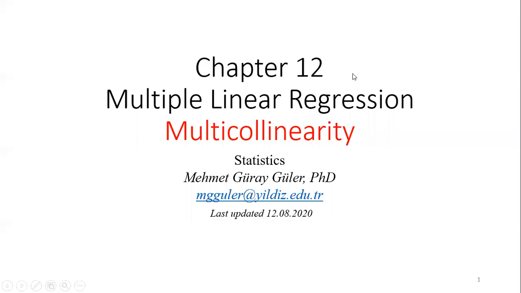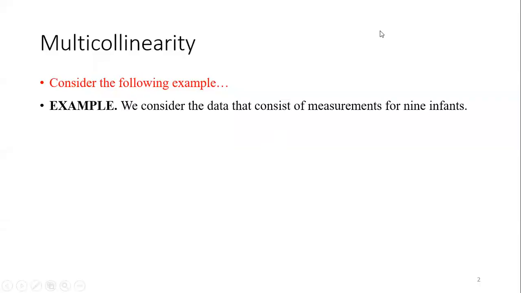Okay, in this video, we will talk about multicollinearity in multiple linear regression. Multi means more than one. Collinearity means the linearity between the, let's say, the collaborators, or between the independent variables. Please consider the following example.